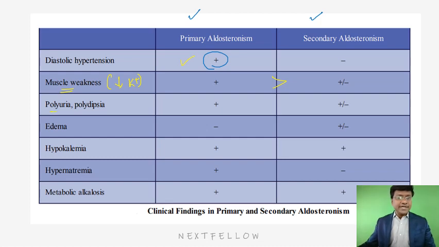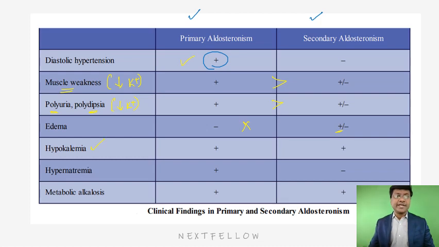And what about polyuria as well as polydipsia? Even that is seen in patients with primary rather than secondary. And why is that? That is again due to hypokalemia. And what about edema? Edema is never present in primary, and in secondary it may be present. Why? Because some of the causes for secondary hyperaldosteronism are congestive heart failure and cirrhosis of liver, and in congestive heart failure and cirrhosis of liver there will be presence of edema. So in some cases of secondary hyperaldosteronism there can be presence of edema.